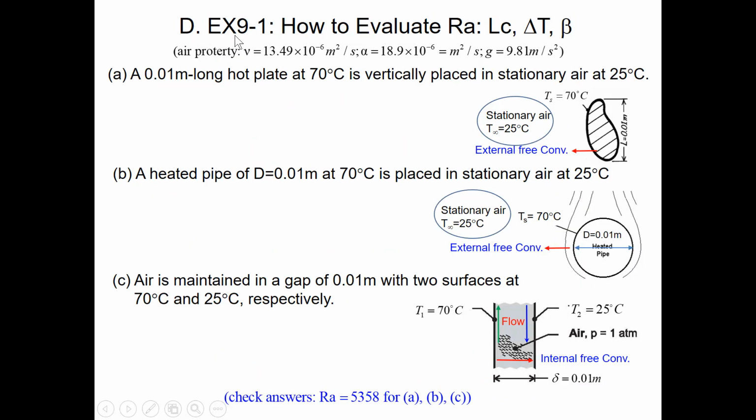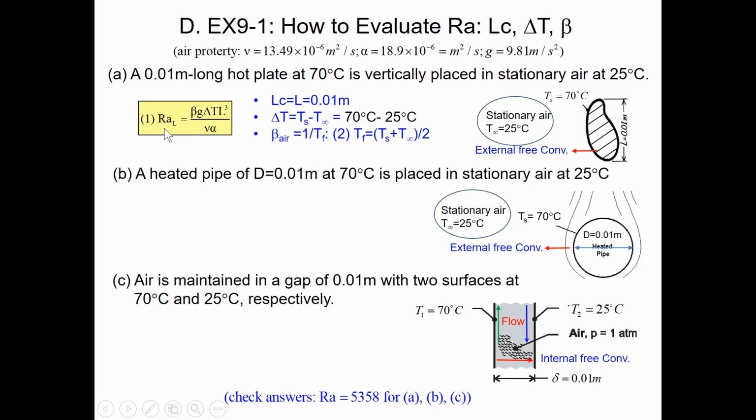Example 9-1 is to evaluate Rayleigh number. Air properties nu, alpha, and g are given. A. There's a hot plate with length L and a temperature Ts vertically placed in stationary air at T infinity. This results in external free convection between the plate and the buoyancy-induced moving air.